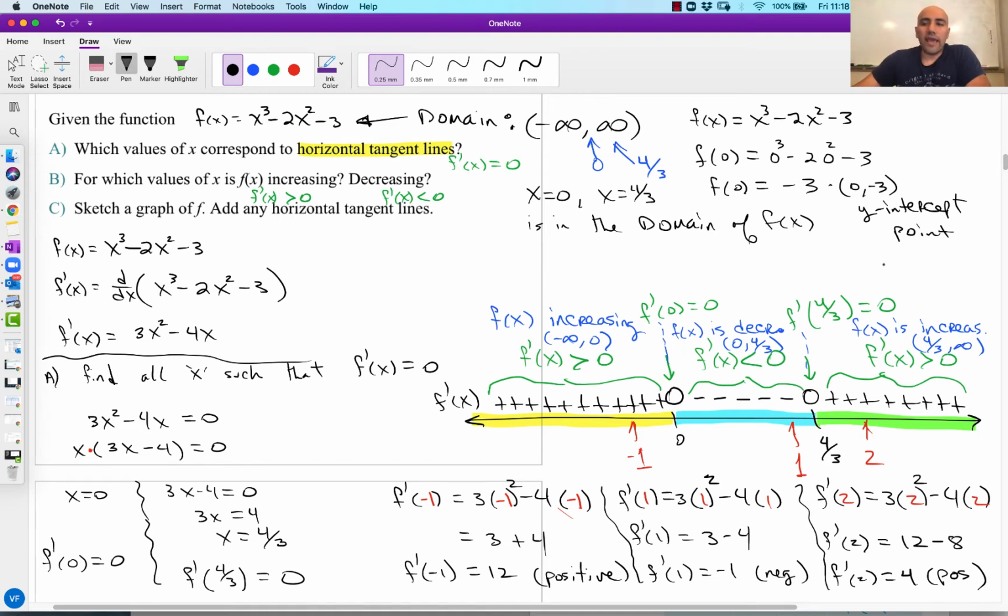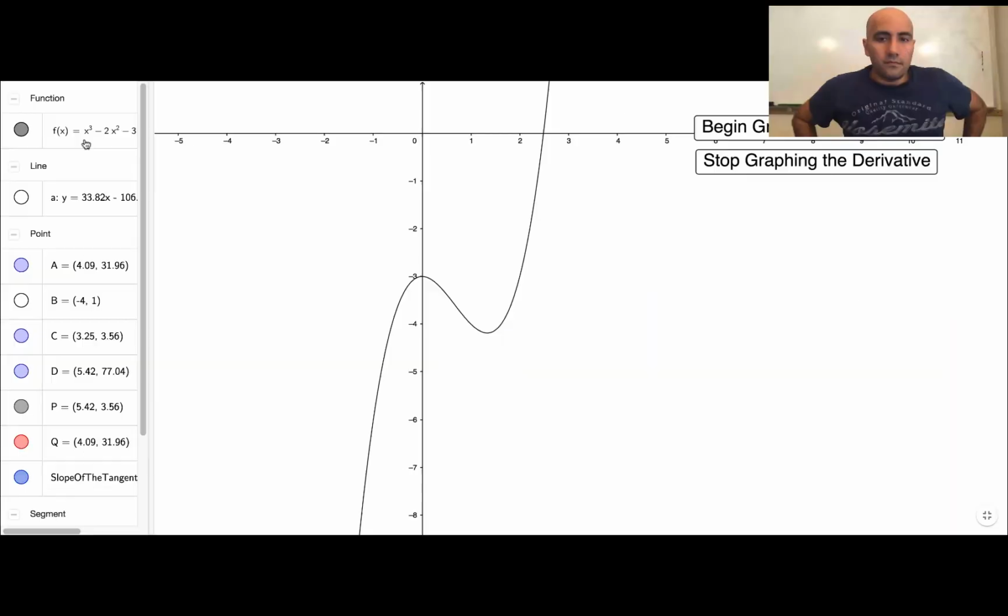And to find the x-intercept points, we'd have to set this equal to 0 and factor, which isn't going to be very pretty. So let's not worry about that right now. And let's take a look at the graph and confirm that the things we discovered make sense. Okay, so I'm going to come over to Desmos and graph this guy and then confirm that the information we have here fits our graph. So using this graphing tool, here's our equation, x cubed minus 2x squared minus 3. And this is what the graph looks like. And let's confirm what we have.